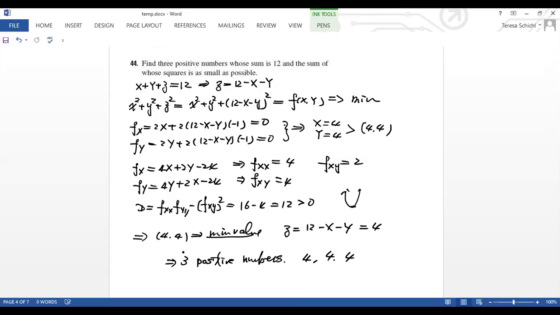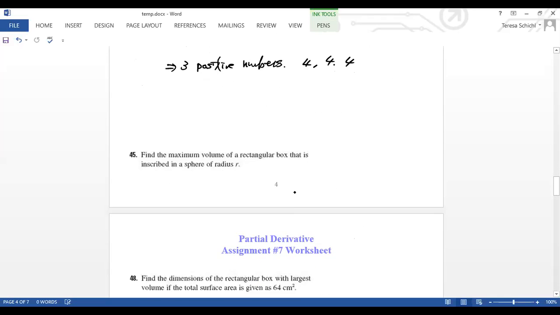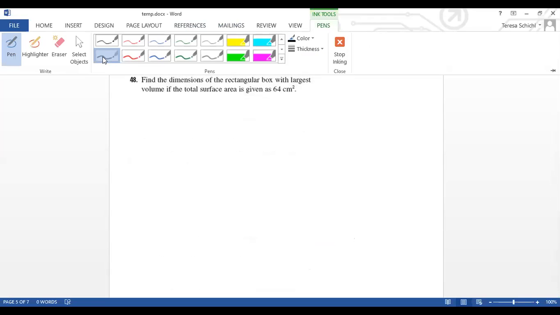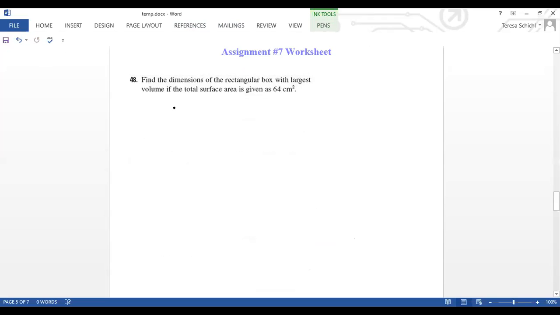Okay, now let's try to do one more, and I think we have a pretty good idea how to do this one. So let's take a look at number 48 here. It says find the dimensions of the rectangular box with the largest volume, if the total surface area is given as 64.